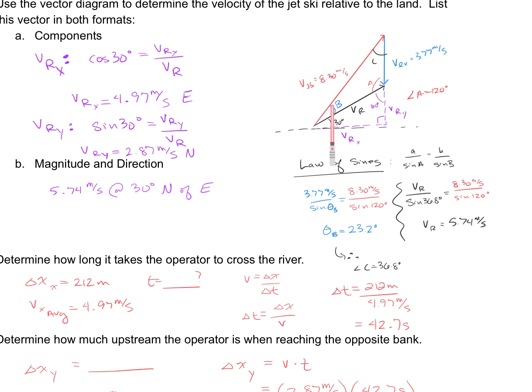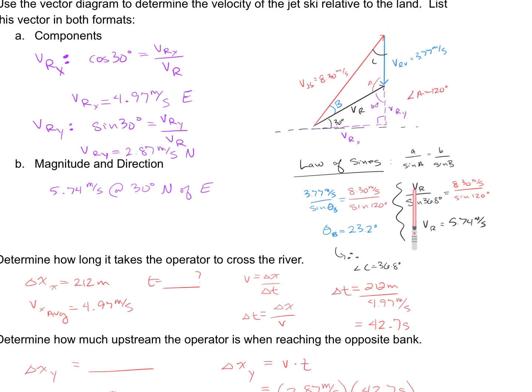Once you figure out that angle B is 23.2 degrees, and you know that this is 120 degrees, therefore all three of these angles have to add up to 180, you can determine that the angle in C is 36.8 degrees. Now that we know this angle, we can determine this side. And that's really what the question is. It's what is the magnitude and direction of the resultant vector. So that's going to come back over here.